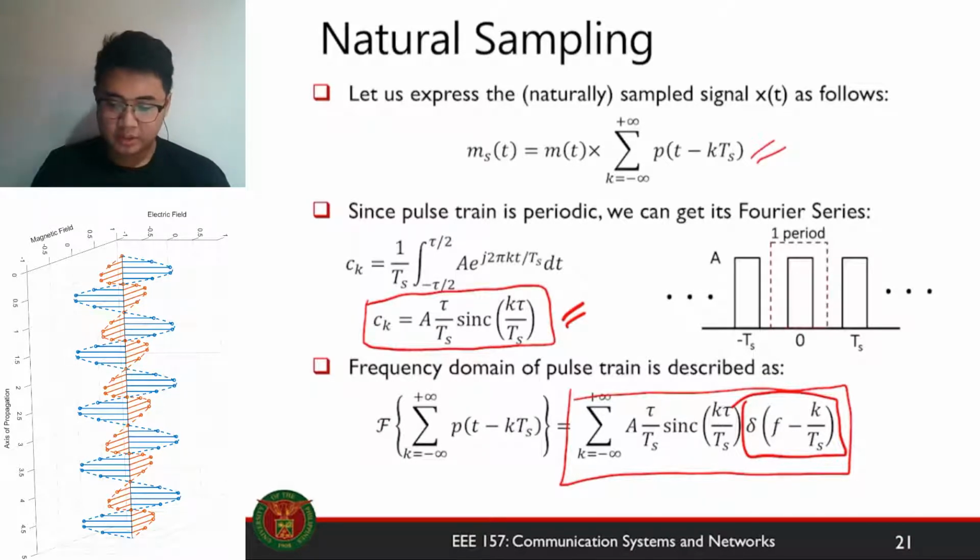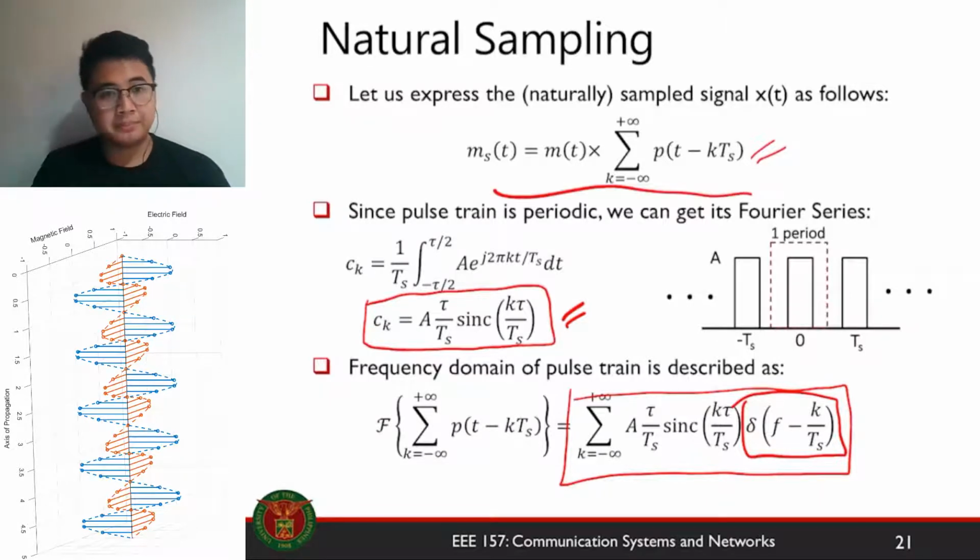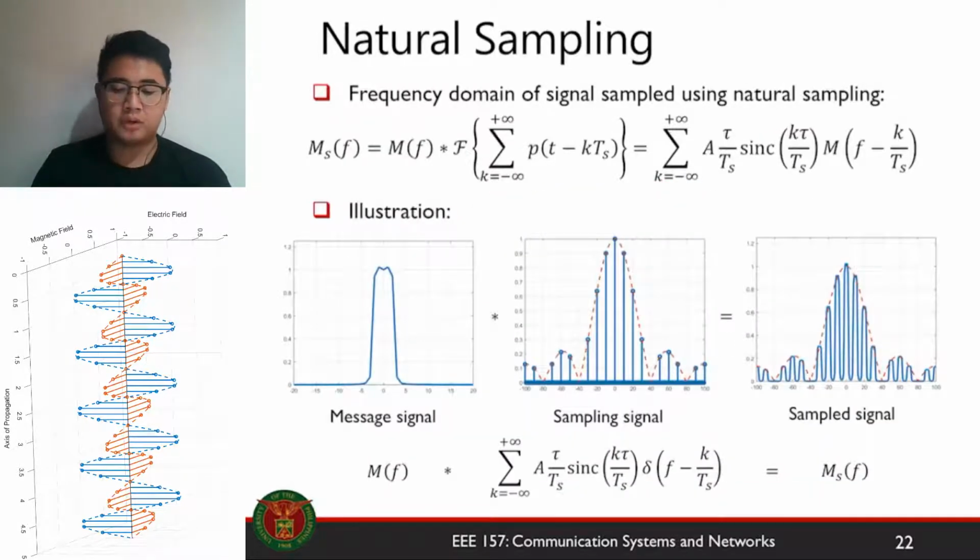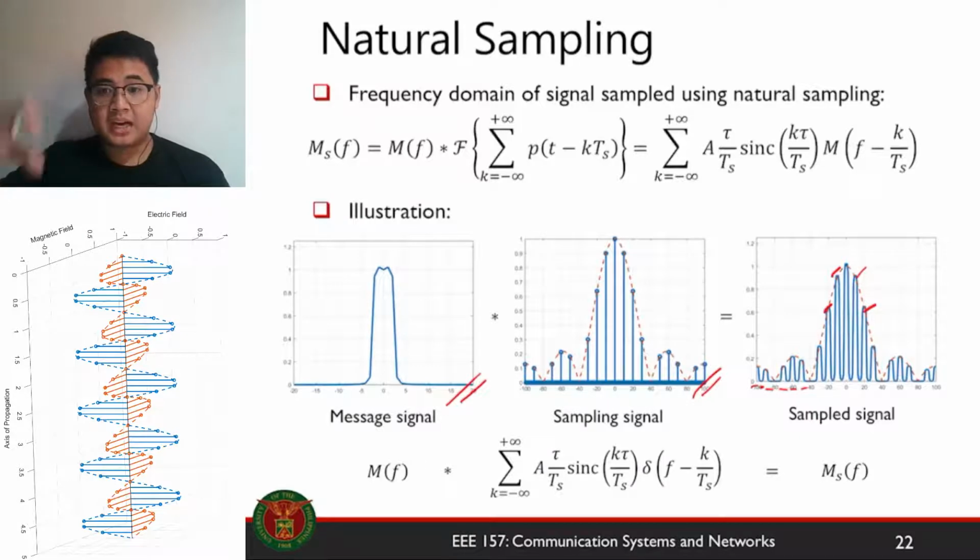Okay? So the next step is, since we have a multiplication in the time domain, in the frequency domain, we have a convolution. So if the message signal looks like this, and the sampled signal, as we know, looks like this, the sampled signal will look like this. You have replicas, again, at the same points compared to your ideally sampled signal. You have replicas of your original signal, but their height is not the same as compared to ideal sampling.